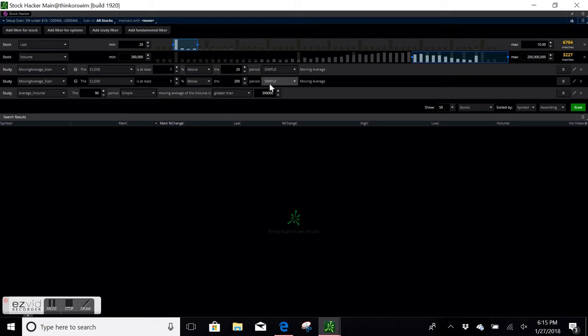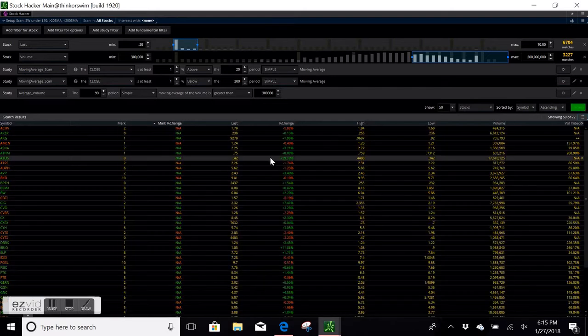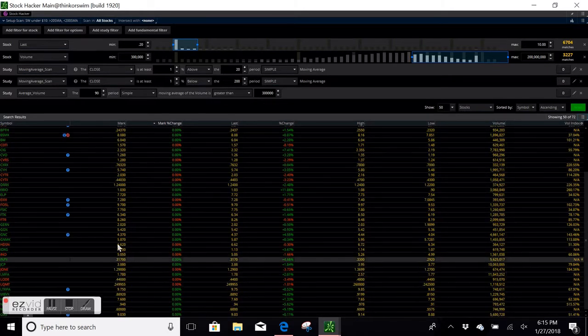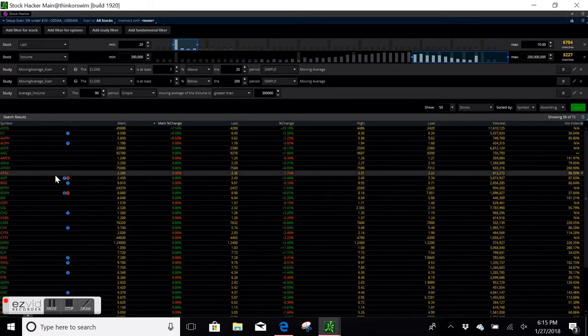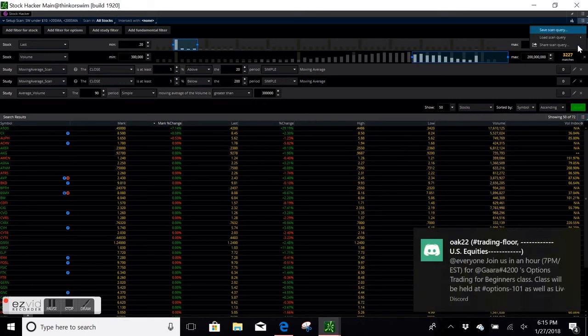So what that's saying is it's over the 20 but below the 200. Something is sort of gaining some momentum, but not above the 200, showing a really bullish sign. So sort of get something kind of early. And then this last one is just the average volume over 90 periods is at least 300,000. So it's not like it just had 300,000 one day. It's averaging 300,000 over 90 days. So if I go scan, it populates all these stocks that I can kind of take a look at.